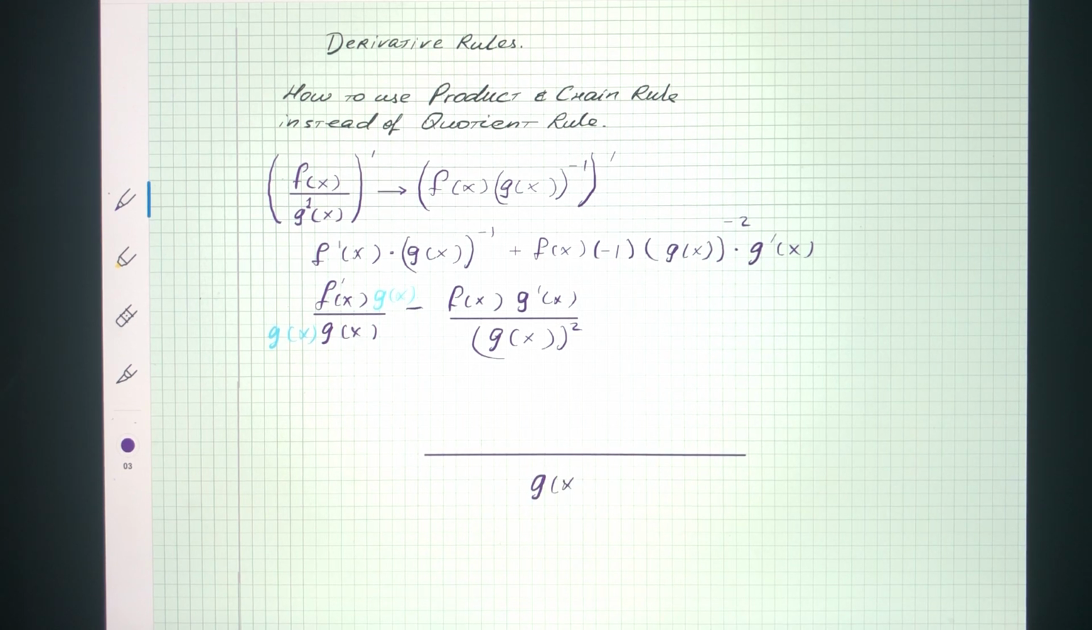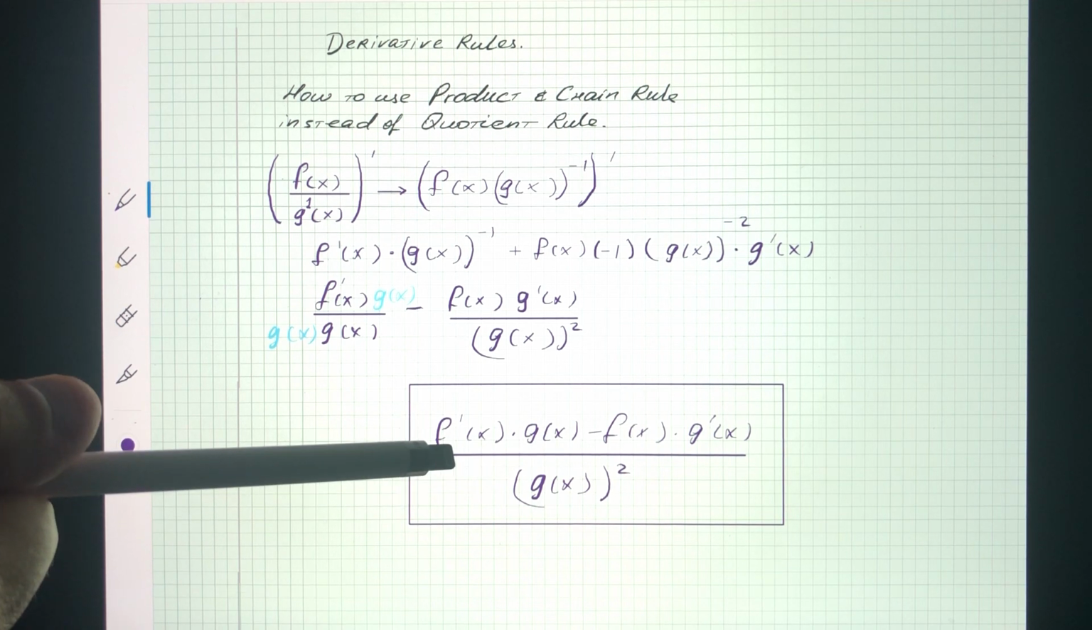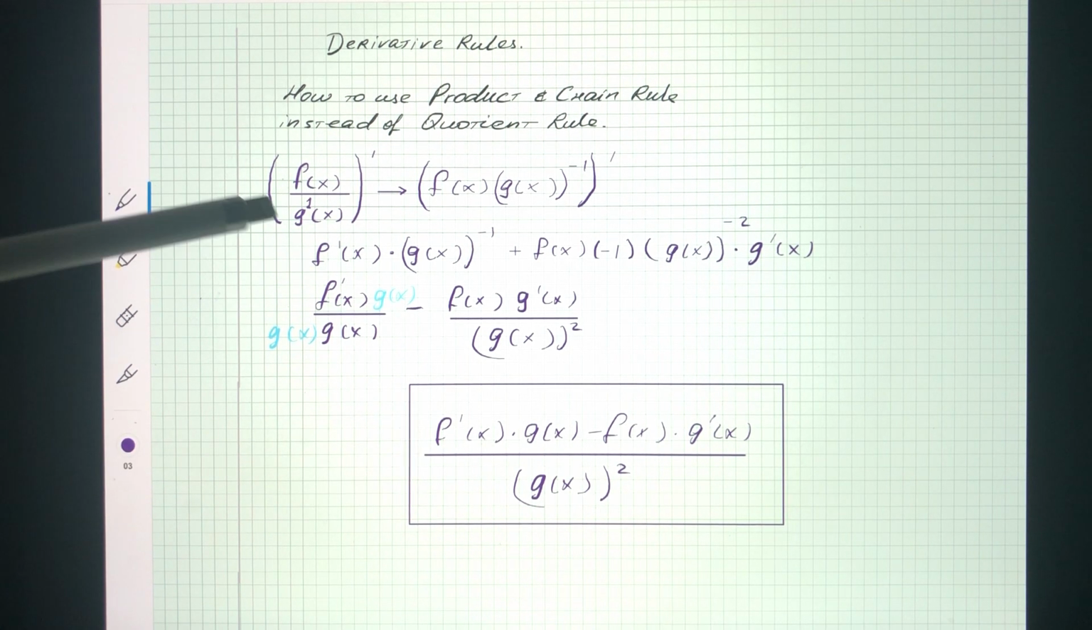So the bottom is g of x to the power 2, and on the top we have f prime of x times g of x minus f of x times g prime of x. And that's how to change the quotient into a product and still end up with exactly the same result, because this is the same formula as the quotient rule.